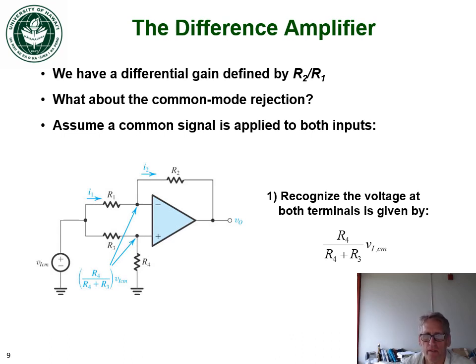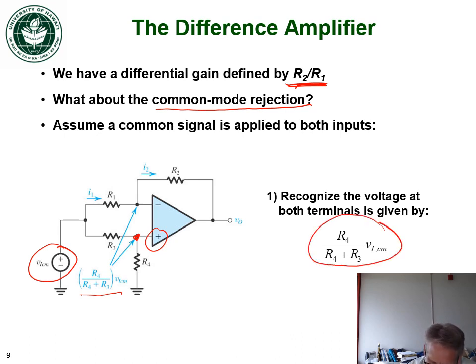Okay, so look, moving on here, let's talk about the common mode gain. The differential gain we've just learned is R2 over R1, and to figure out what the common mode rejection ratio is, we need to figure out what the common mode gain is. So common mode gain, remember, we're applying the same signal to both terminals. If we apply the same signal to both terminals, we could recognize that the V plus node is just a resistive divider. So that gives us R4 over R4 plus R3 times the input common mode.